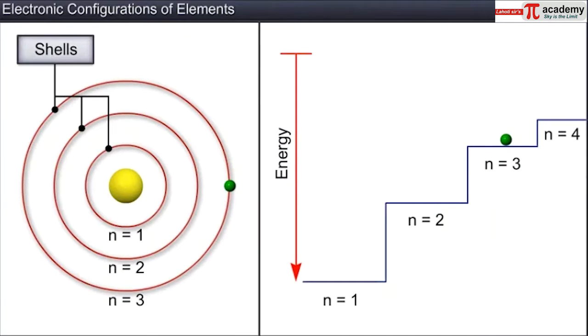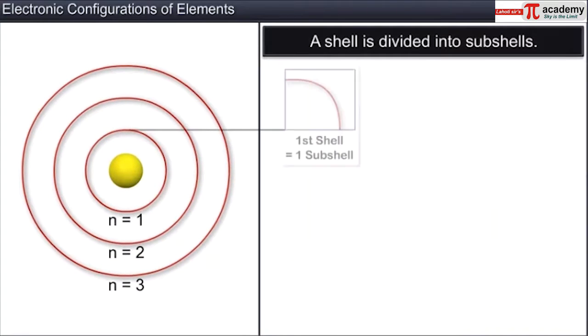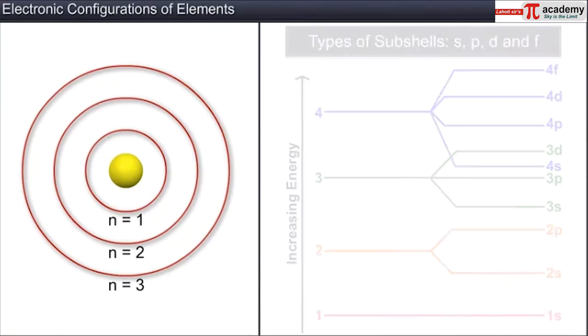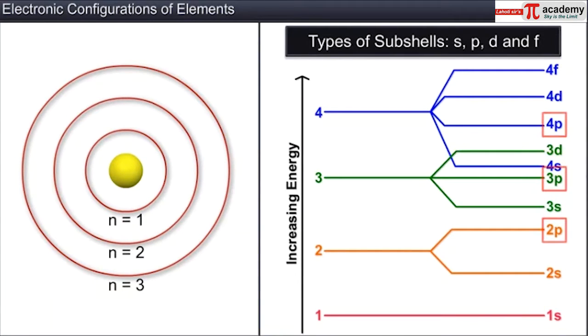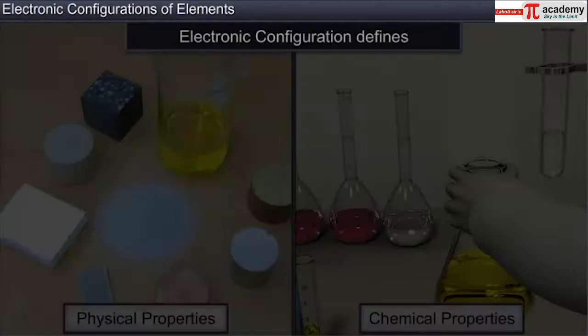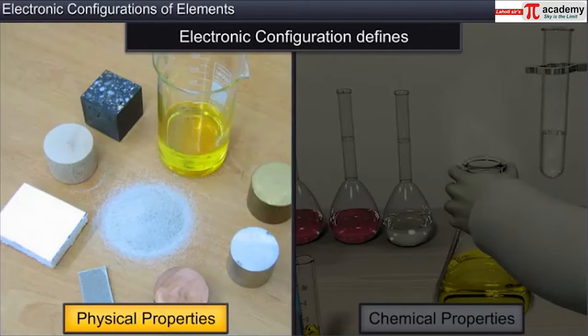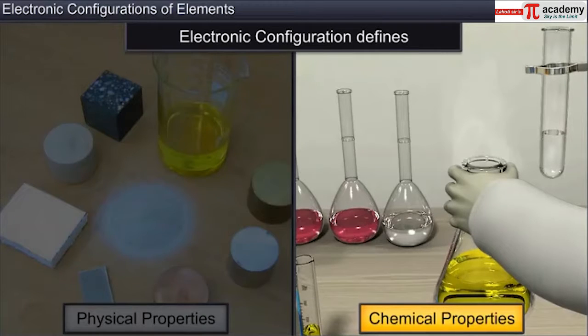The principal quantum number of a shell, n, defines the energy level of an electron and gives its distance from the nucleus. Shell is further divided into subshells. These are S, P, D and F. The electronic configuration of an atom defines its physical and chemical properties.